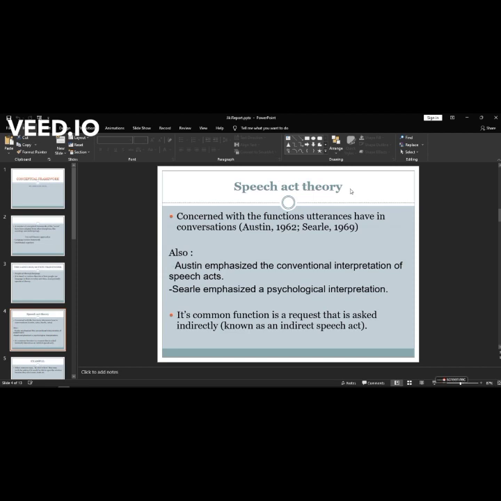So, speech act theory is concerned with the functions utterances have in conversations. Austin 1962 and Searle 1969 have a theory in speech act. Austin emphasized the conventional interpretation of speech acts, and Searle emphasized a psychological interpretation. Also, a common function is a request that is asked indirectly, known as an indirect speech act.